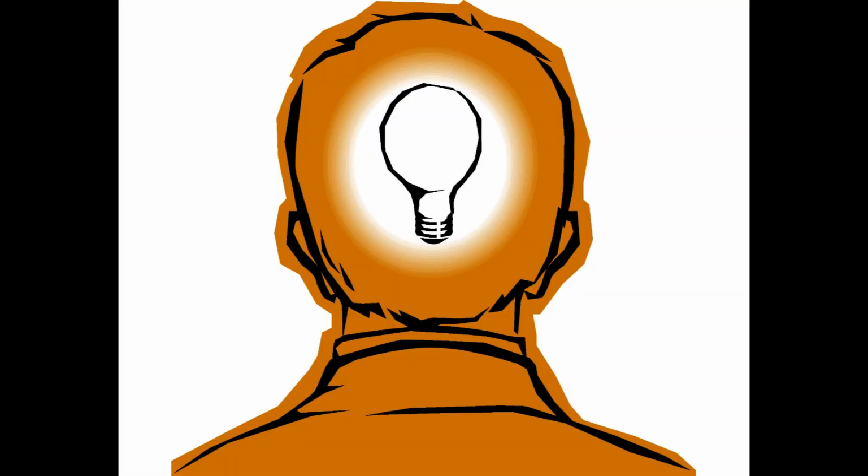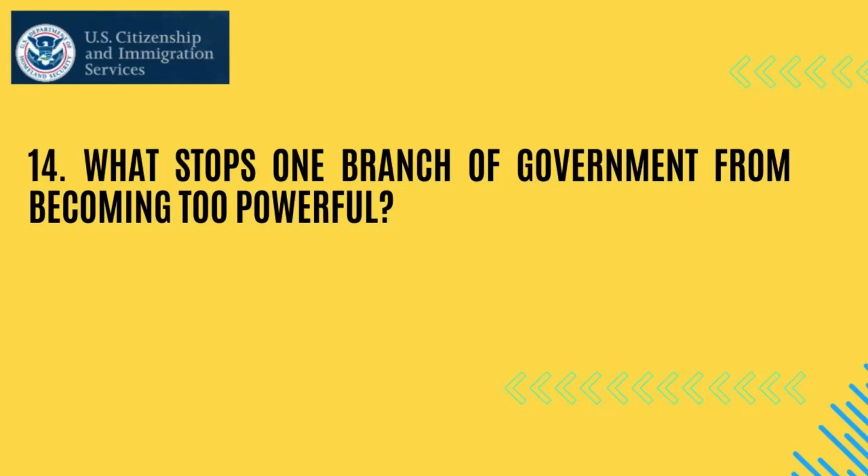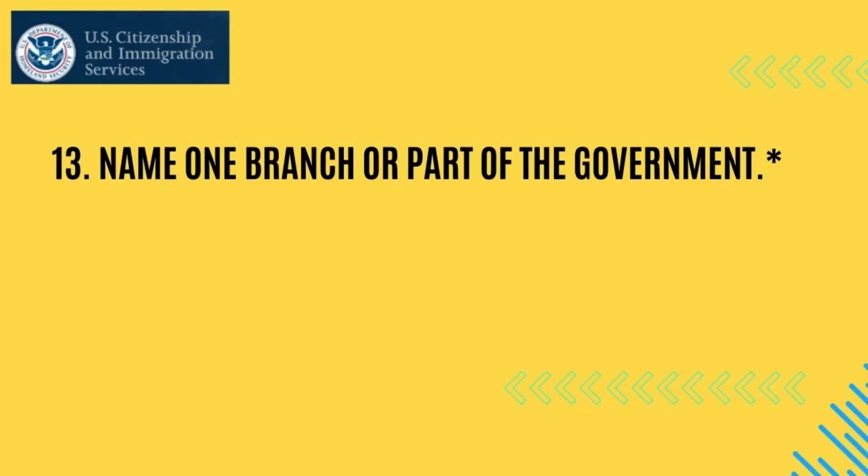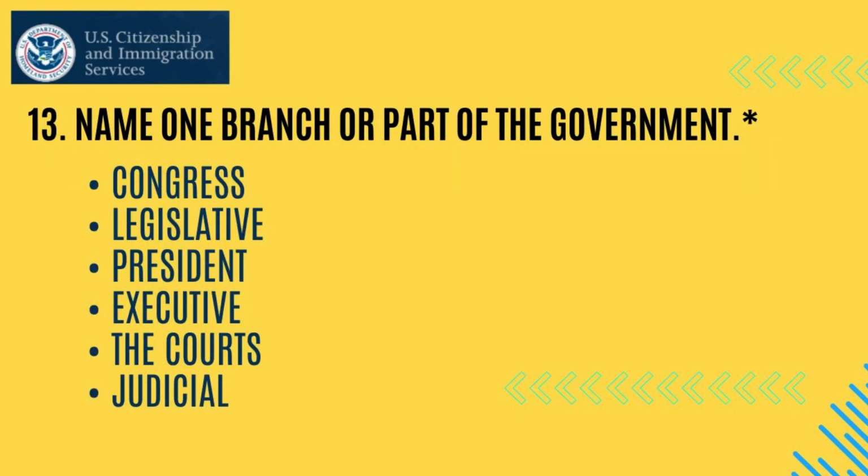Now try to remember. 14. What stops one branch of government from becoming too powerful? Checks and balances. Separation of powers. 13. Name one branch or part of the government. Congress. Legislative. President. Executive. The courts. Judicial.